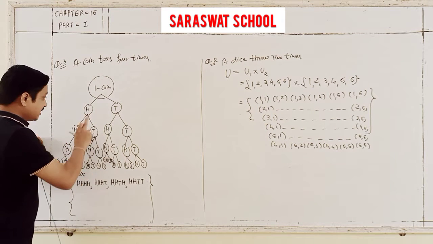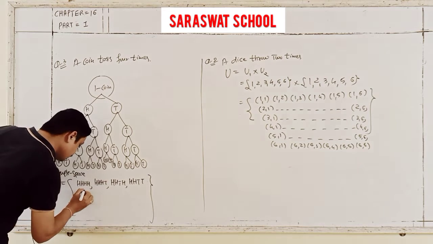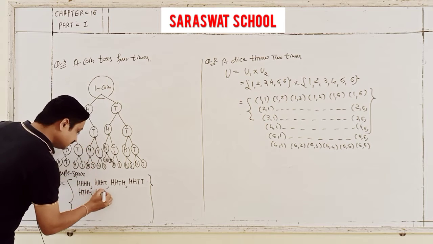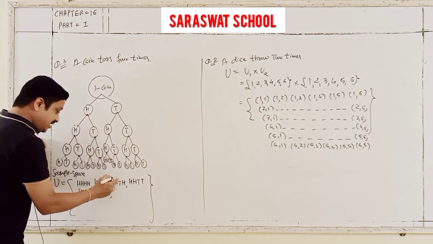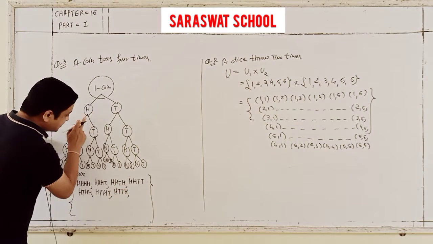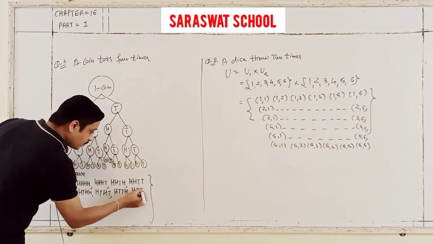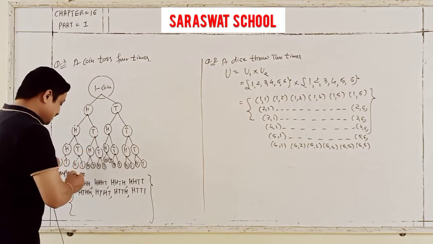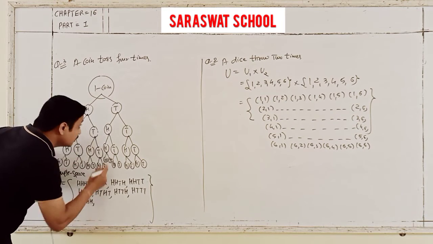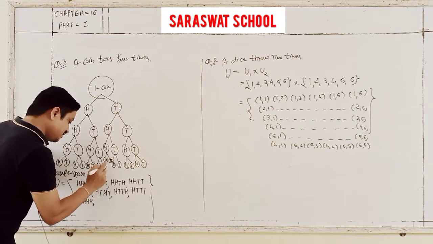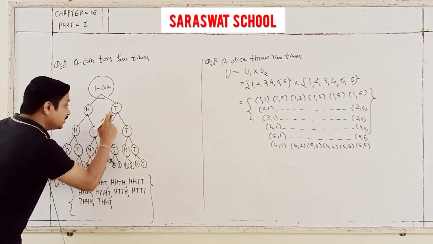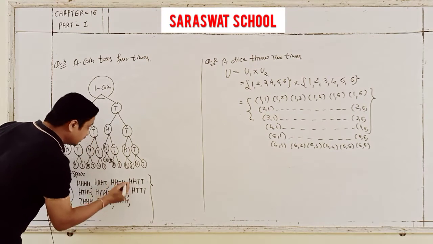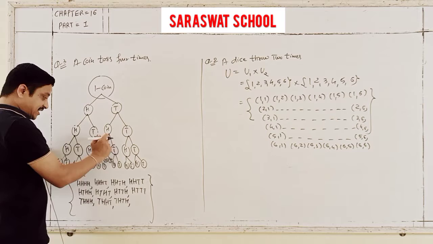Now HTHH, HTHT, next HTTH, and last HTTT. Now the second line is also done. Now I will start THHH, THHT, THTH, and last THTT.